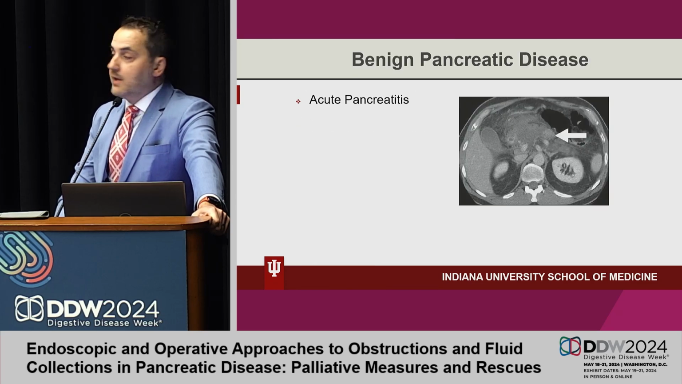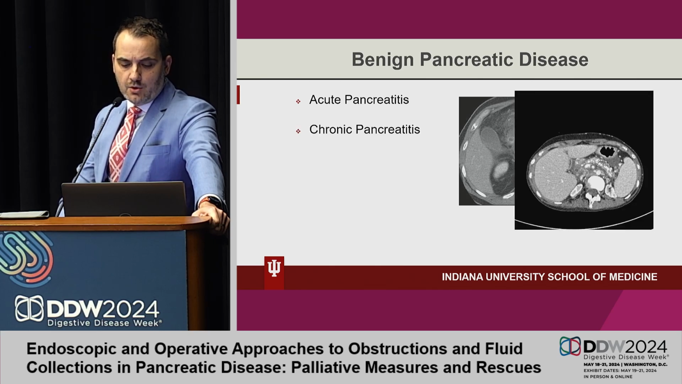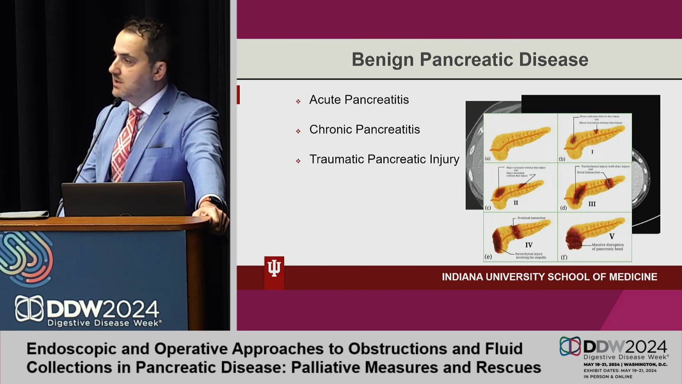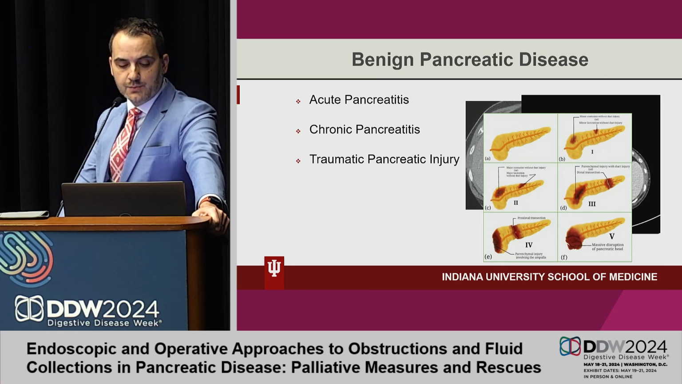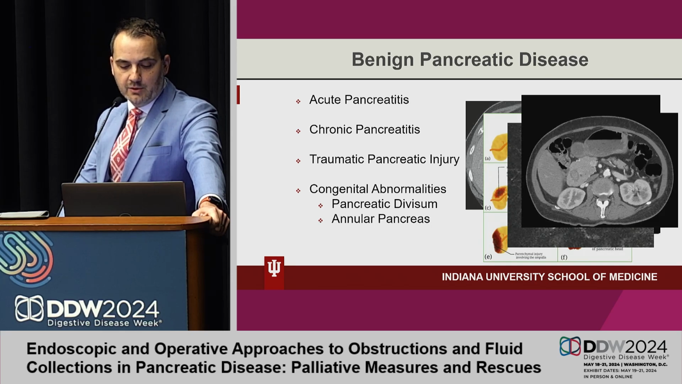So for benign pancreatic conditions, acute pancreatitis is the one that probably we all know the best and usually provides the most difficulty in patient management. Chronic pancreatitis is more elective management of pancreatic conditions, but can also be very severe. Probably under-discussed would be traumatic pancreatic injuries, which some of us see routinely, some of us don't, depending on the practice patterns in our hospitals. And then certainly congenital abnormalities like pancreas divisum and annular pancreas fall into this category.